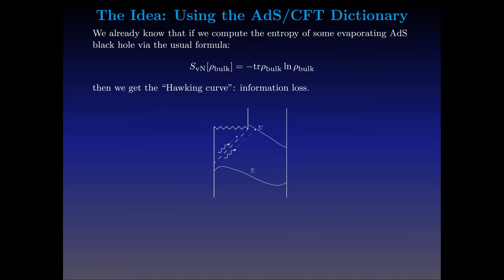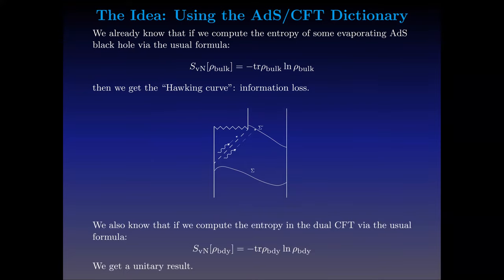So we know by the Hawking calculation that if we compute the entropy of some evaporating AdS black hole via this usual formula, where rho bulk here refers to the state of quantum fields in the bulk, then we're going to get the Hawking curve. There's nothing different from doing this than the original calculation. We haven't put in any new ingredient from quantum gravity. We're just going to get information loss.